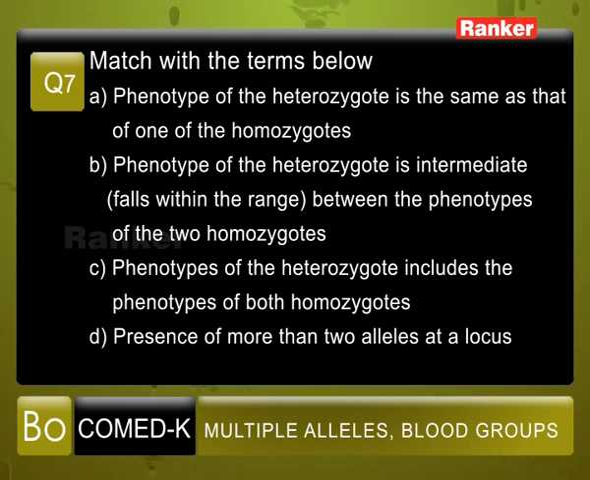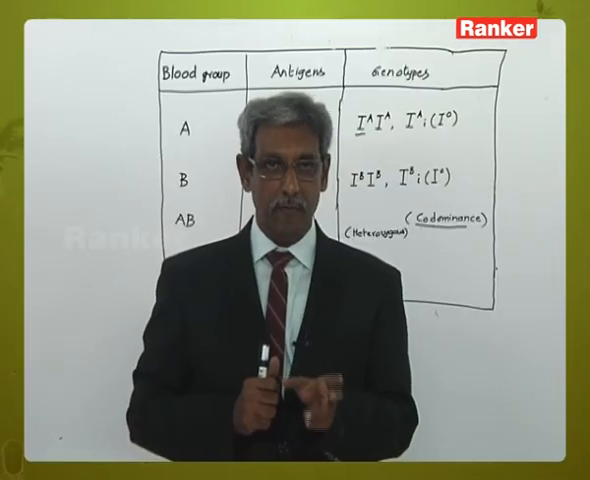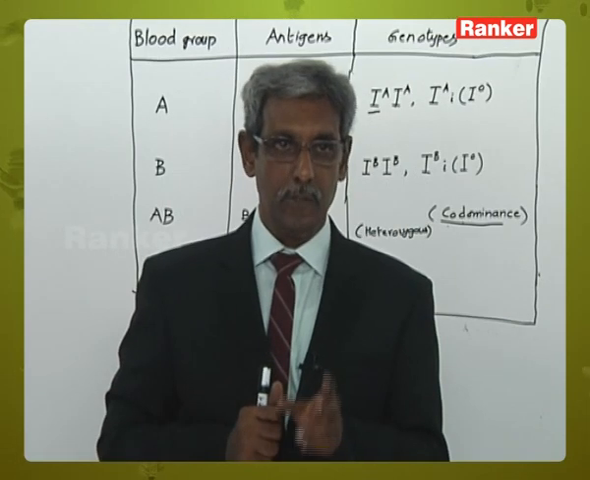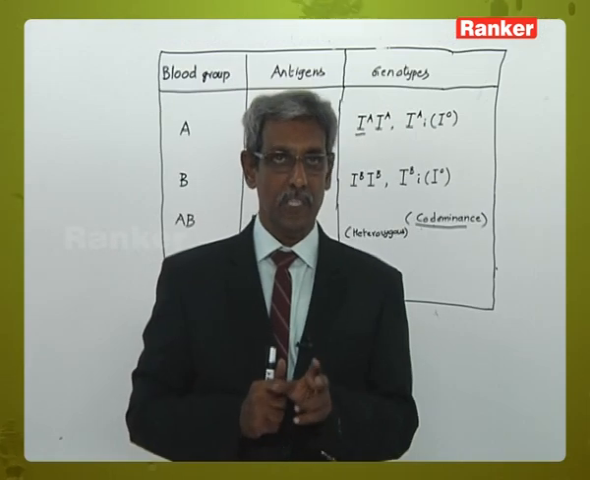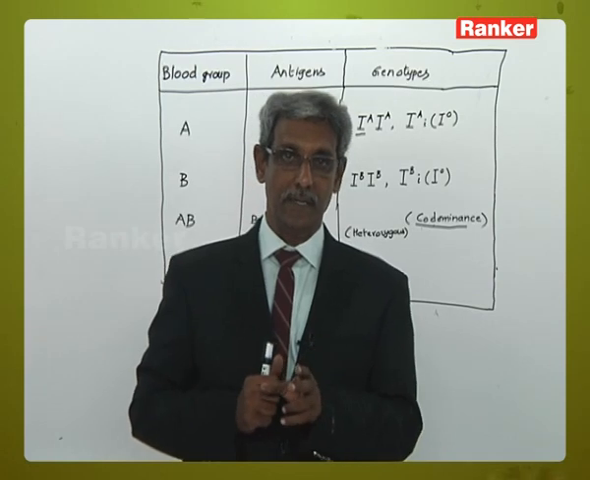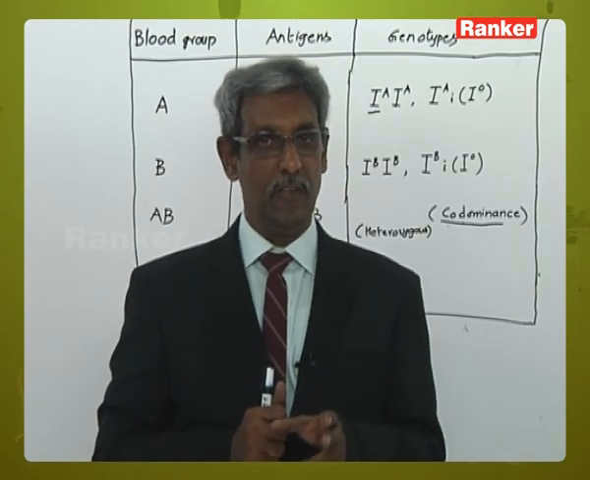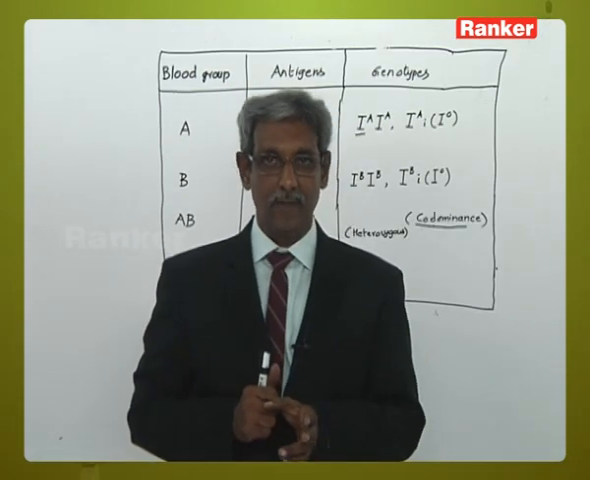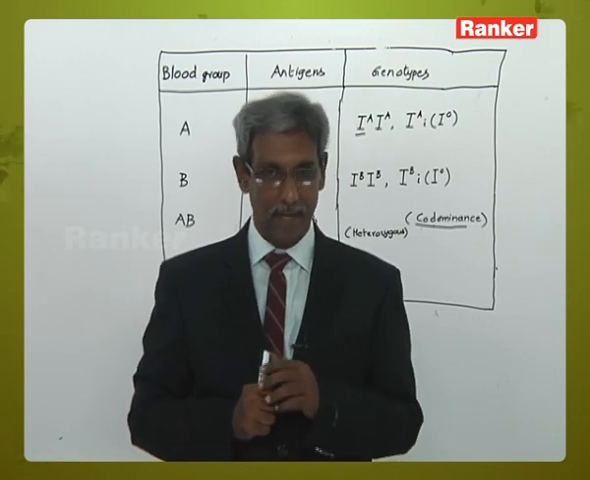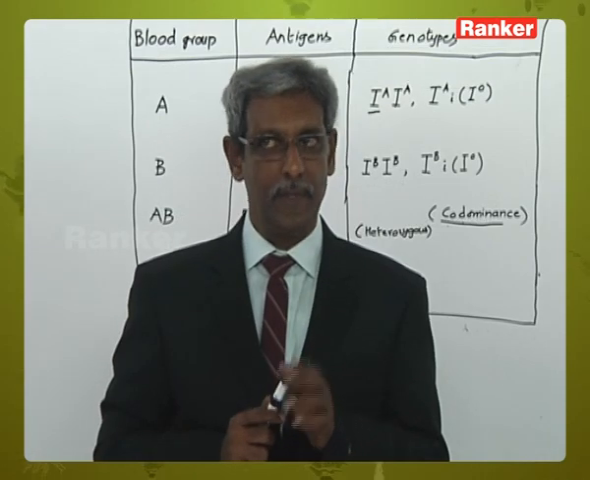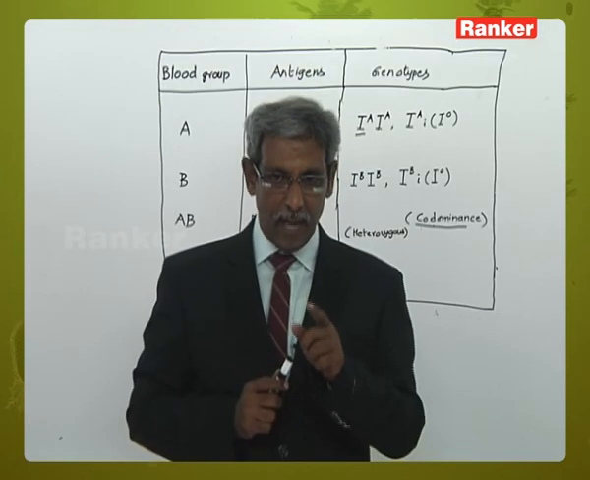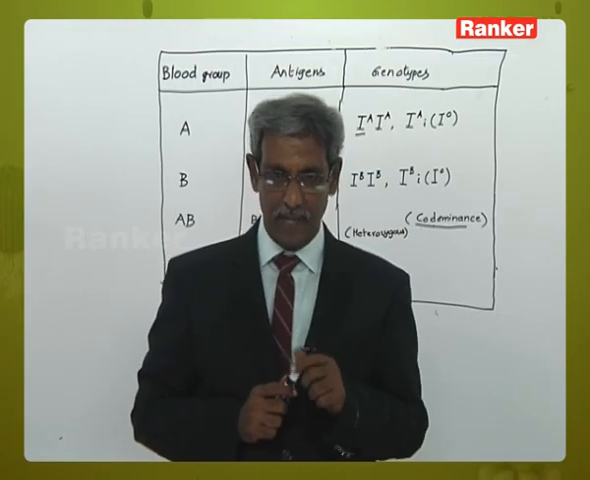Next we come to B. Here, the phenotype of the heterozygote is intermediate or falls within the range between the two phenotypes. There is a blending. Whenever there is blending or it falls in between, both the genes are expressed, so this is primarily termed codominance. This is seen in blood group inheritance, as in the AB blood group of human beings. So the answer here is B3, that is codominance.